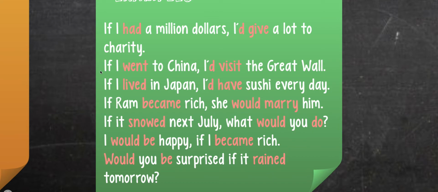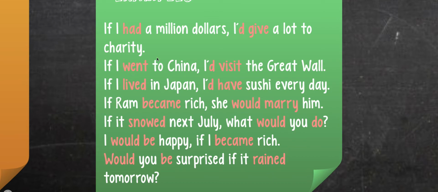Let's continue. Sophie Gomez, can you please help me reading this second example? The second one, if I went to China, I'd visit. Read it like that. I'd visit the Great Wall. So if I went to China, I'd visit the Great Wall.